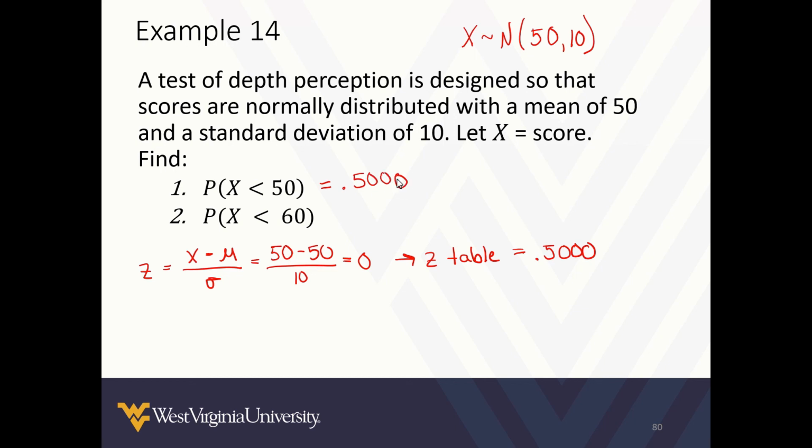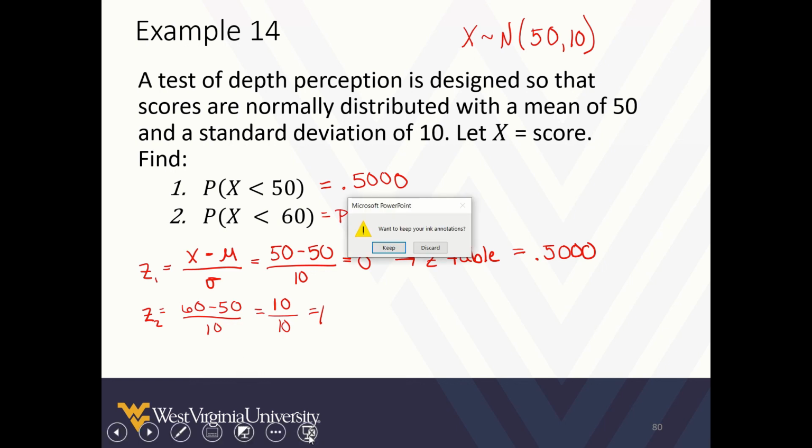Now we can do the same thing for our probability of X less than 60. Once again, we're going to find our z-score. So this would be 60 minus 50 over 10, which becomes 10 over 10, which equals 1. So really what we've converted this to, instead of finding the probability of X less than 60, is to find the probability of Z being less than 1.